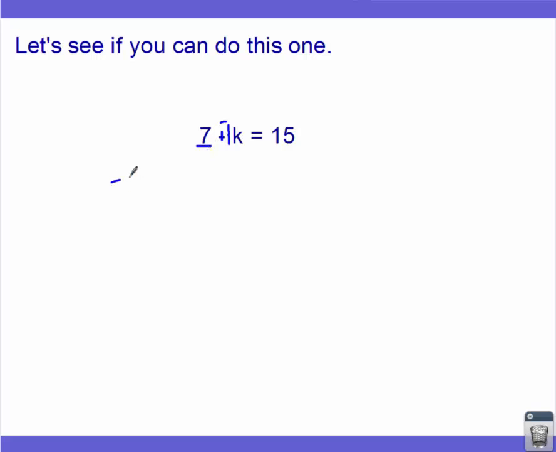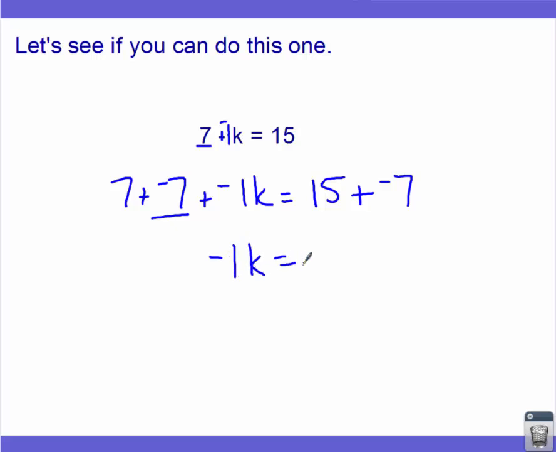And we do that by doing 7 plus negative 7 plus negative 1k equals 15 plus, well, the 7 that I added was this negative 7. So plus negative 7. So we end up with negative 1k is equal to, and now we have 15 plus negative 7, which actually gives us 8.